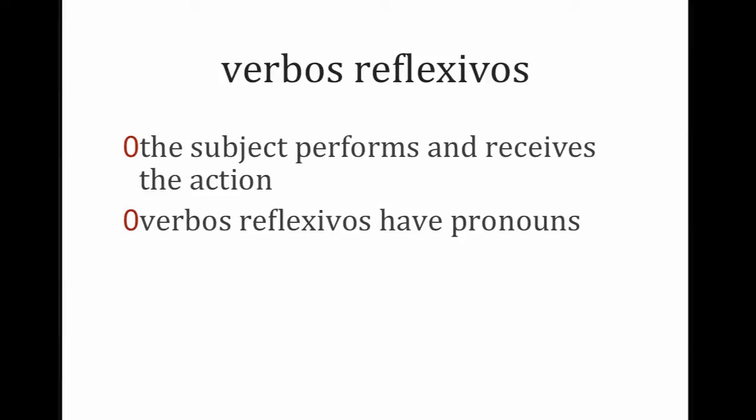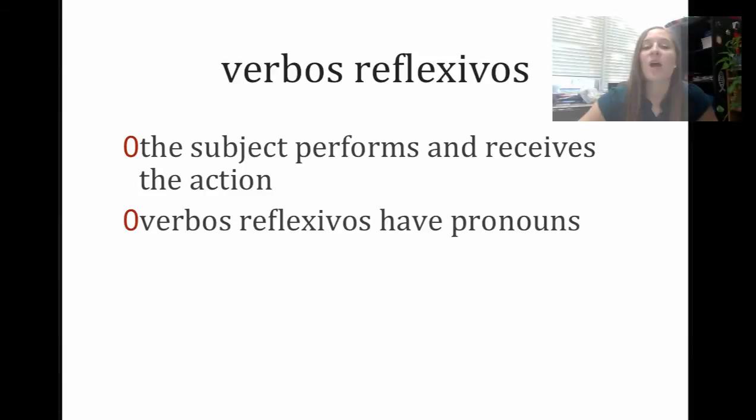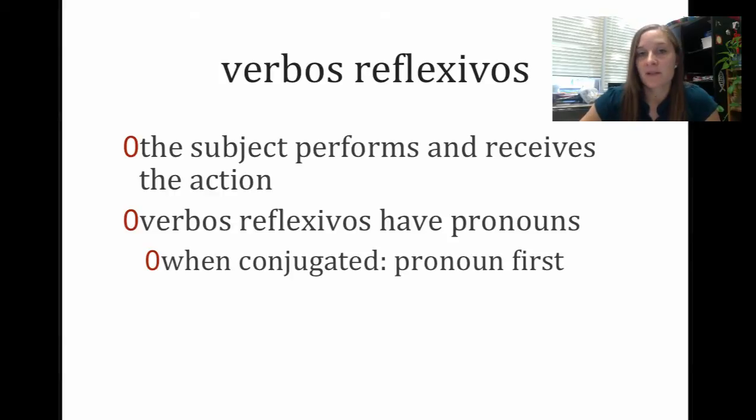Verbos reflexivos have pronouns. This lets us know to whom the action is being done. So when I am doing it to or for myself, the pronoun will be reflective of me. When we conjugate our reflexive verb, we put our pronoun first. Por ejemplo, me levanto. I get myself up, whether from the couch, from bed, etc.